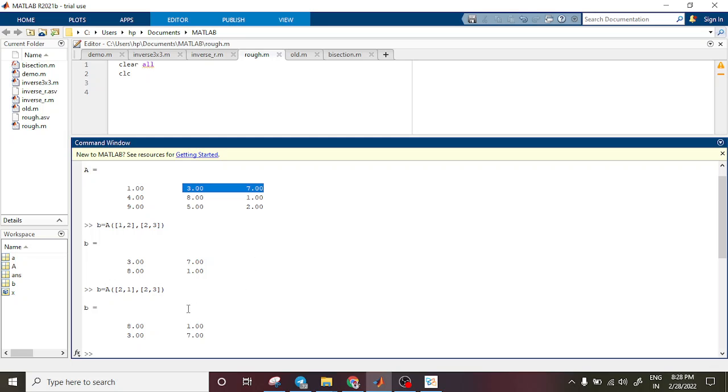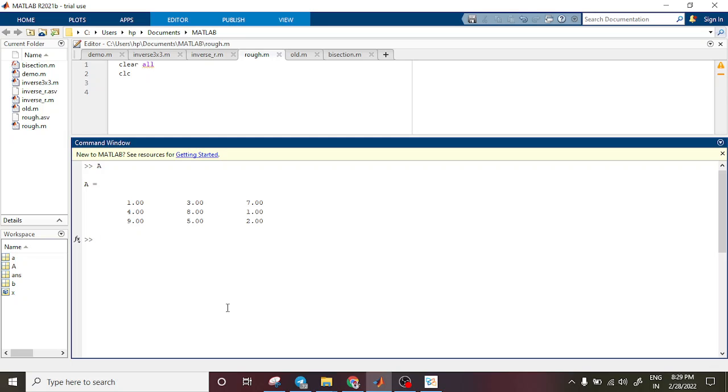Next, I'm first doing clear and CLC, clearing everything. Now the next one is the C matrix. A is already saved, so first of all I will write down A. You can see that this is the A matrix. Now from this I need only this part.